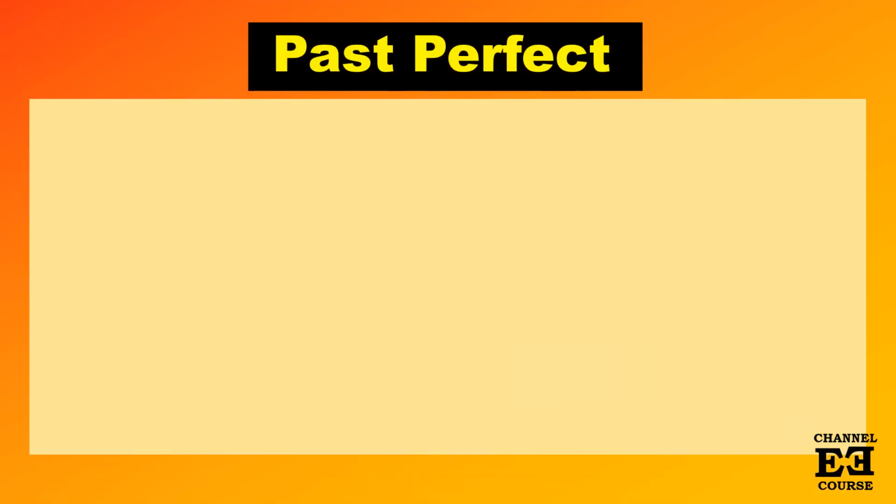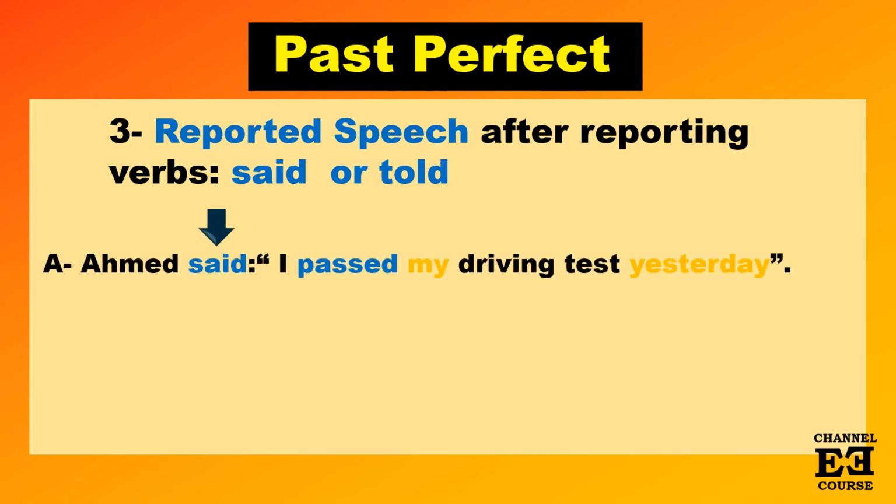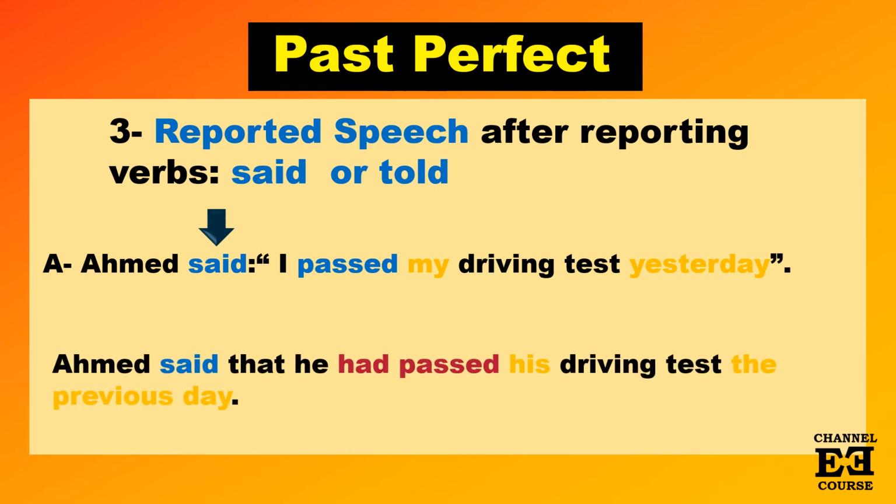The past perfect is also very common in reported speech, especially after reporting verbs such as said and told. The following example is the direct speech of Ahmed, who said, "I passed my driving test yesterday." Please pay attention to what really happens when we report Ahmed's speech to someone else. Ahmed said that he had passed his driving test the previous day. As you notice, the past simple verb has changed to past perfect form because it was preceded by a reporting verb in the past simple, which is said, emphasizing that passing the driving test happened before telling other people about it.